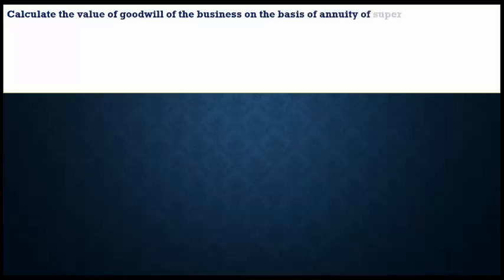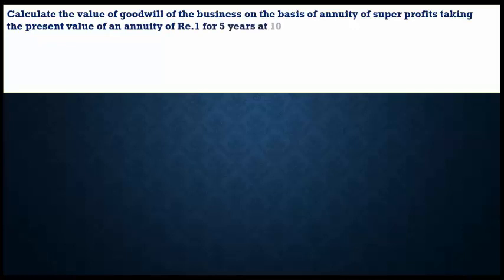Now we see the problem. Calculate the value of goodwill of the business on the basis of the annuity of super profit, taking the present value of an annuity of rupee 1 for 5 years at 10% interest as rupees 3.78. It is meant that he asked to calculate the goodwill under the annuity value of super profit.